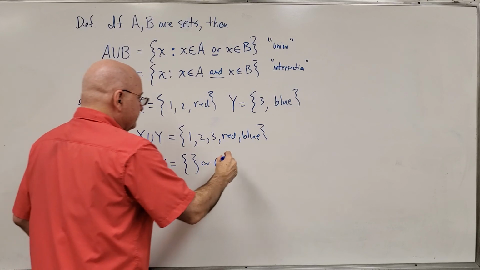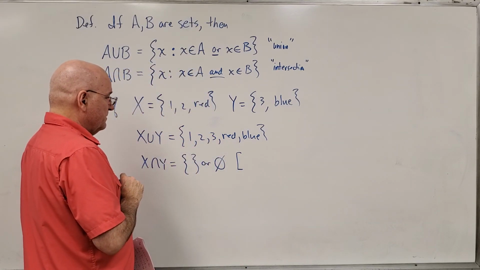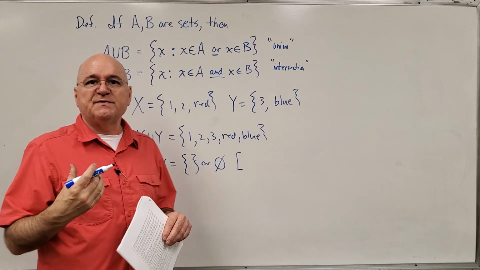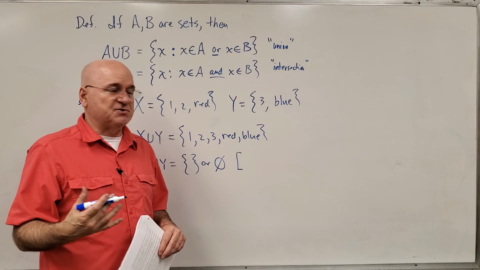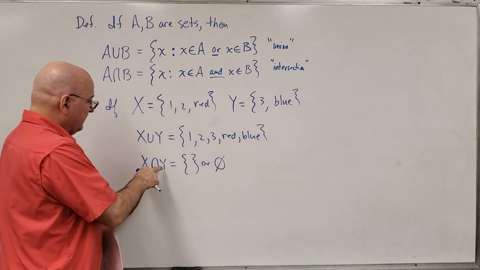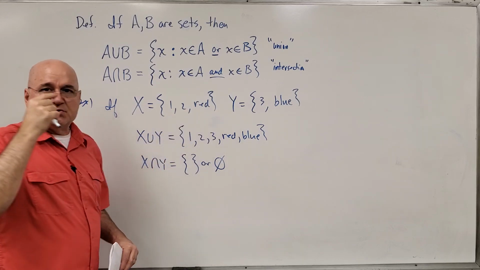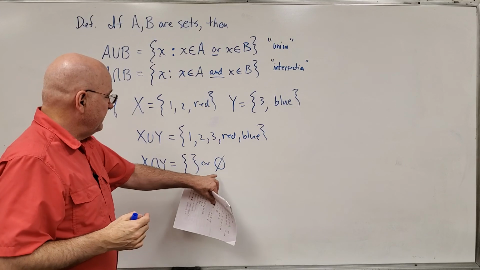And by the way, in case I don't mention this later, there's a word for two sets that don't have any elements in their intersection. It's called disjoint. And I think I'll talk about that later, so I'll just mention it now. X and Y are disjoint sets because their intersection is the empty set.